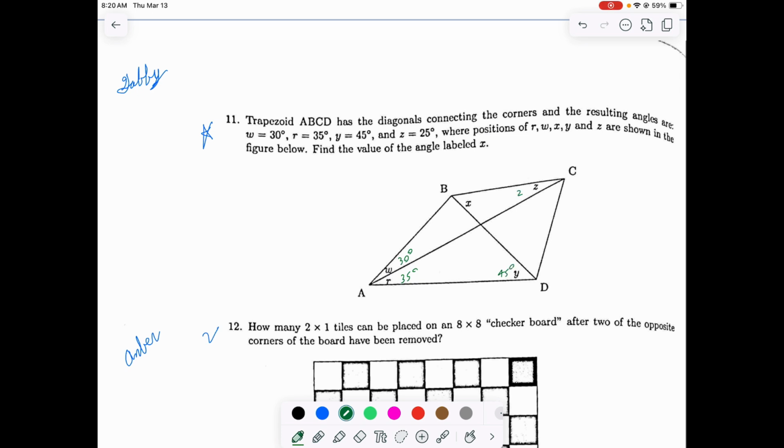Angle Y is 45 degrees. Angle Z is 25 degrees. And we want to find out what angle X is. Find the value of the angle labeled X. How do we go about that?